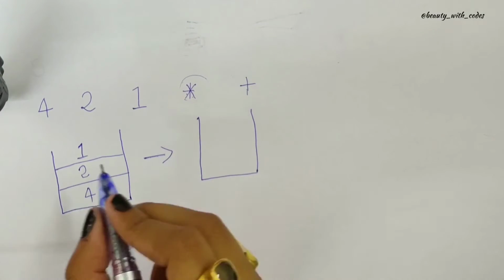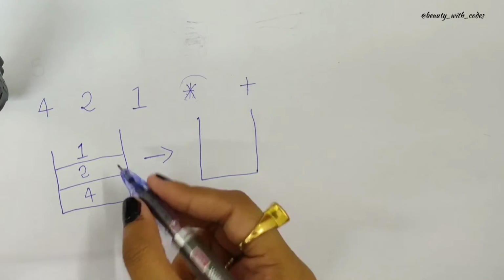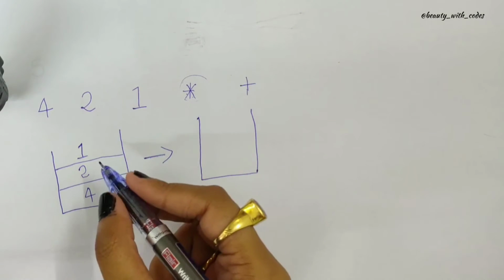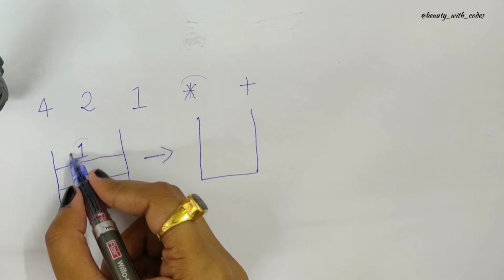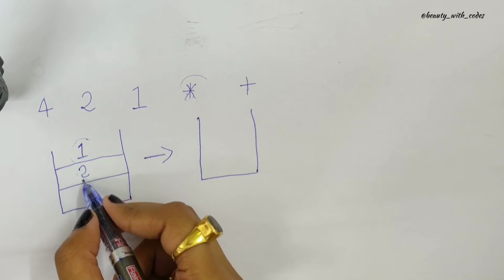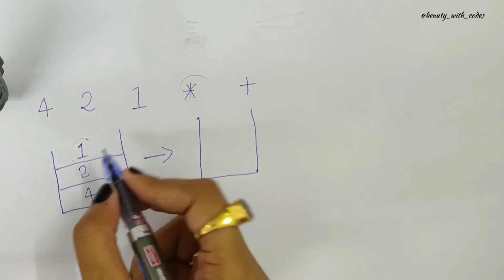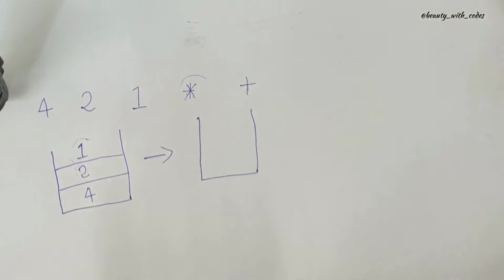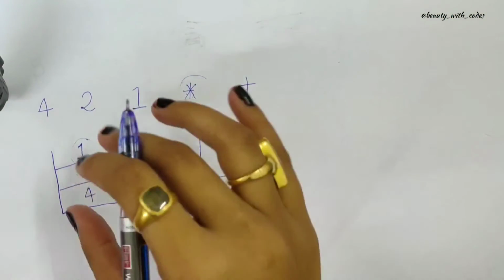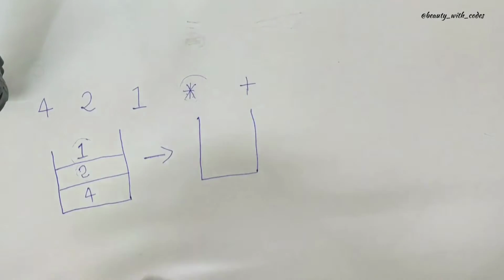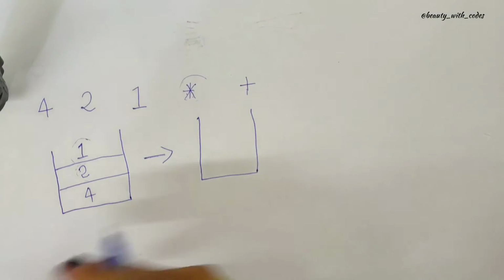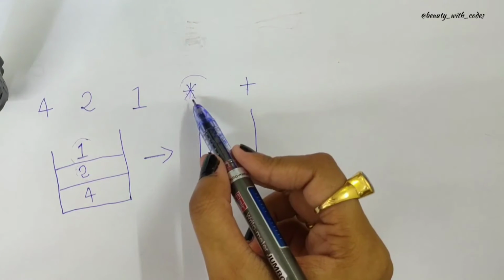See, in a stack, we perform all operations in last in, first out manner, isn't it? Since this is the first element and this is the second element, the first and second last elements to enter the stack will be the first ones we perform an operation on. And what is that operation? The operation is nothing but multiplication.